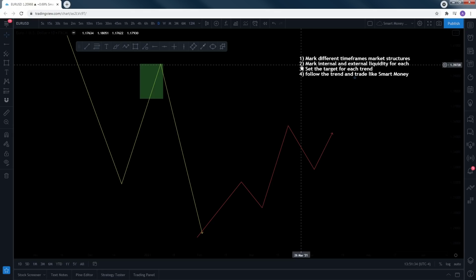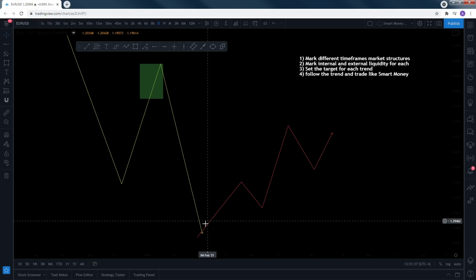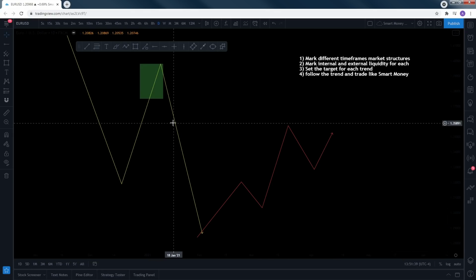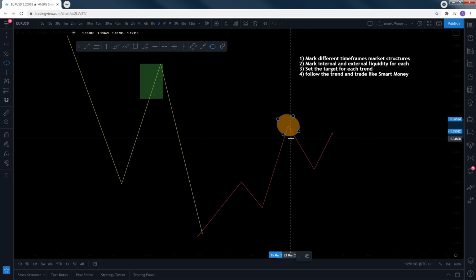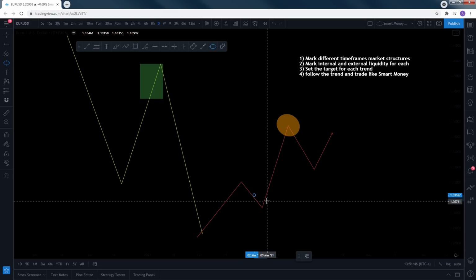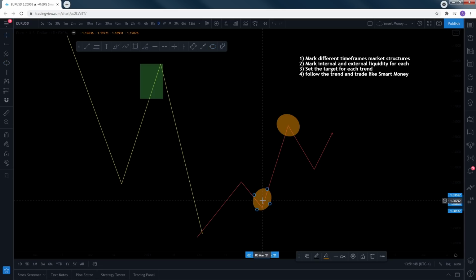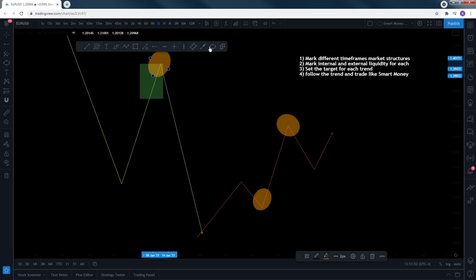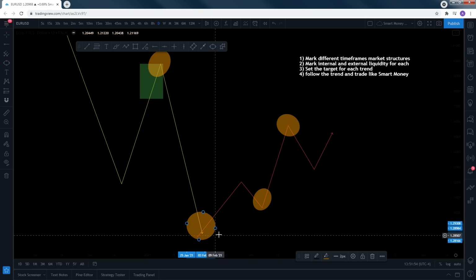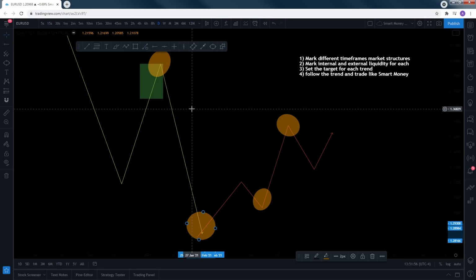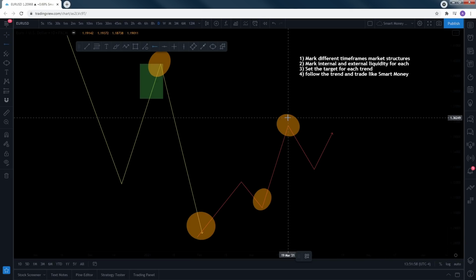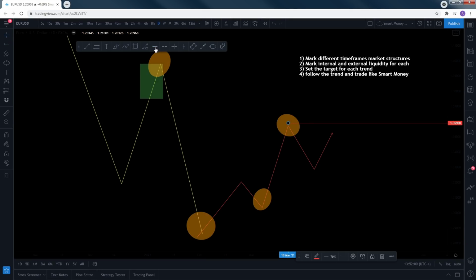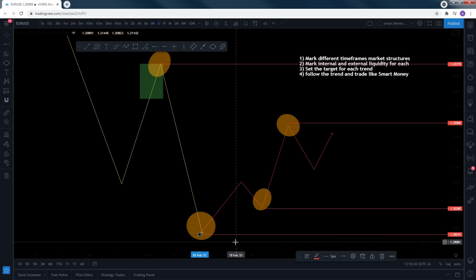Mark different time frames, market structure. Let's say that this is the 1 hour chart and the yellow one is the daily. So on the 1 hour chart, the most recent break of market structure happened here. And this market structure was originated on this low here, the last higher low. On the daily, this was the last lower high and this was the last lower low. That means that now we have a market structure and a range to play with. The range is going to be from this high to this low for the 1 hour chart and from this high to this low on the daily chart.